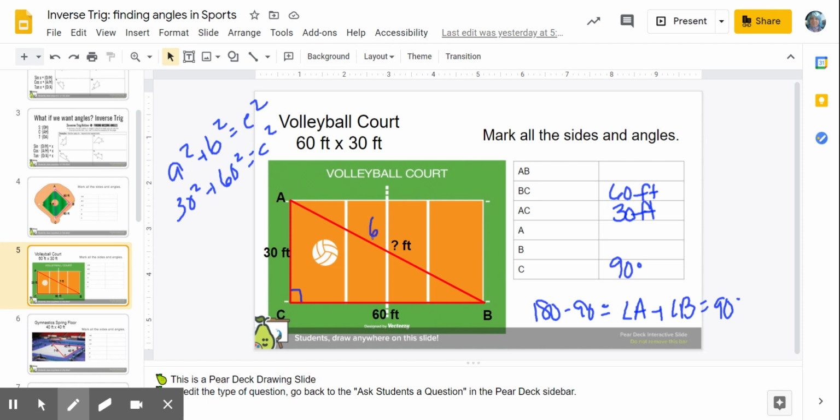AB is 67. So that side AB is 67 feet. So how do I find A and B? Angles A and B. In the last one, we had an isosceles triangle, so we just divided by 2. Here, is that going to work? So if I have two sides, how do I find an angle? We just practiced it on slide 3. If I have two sides, how do I find the angle?